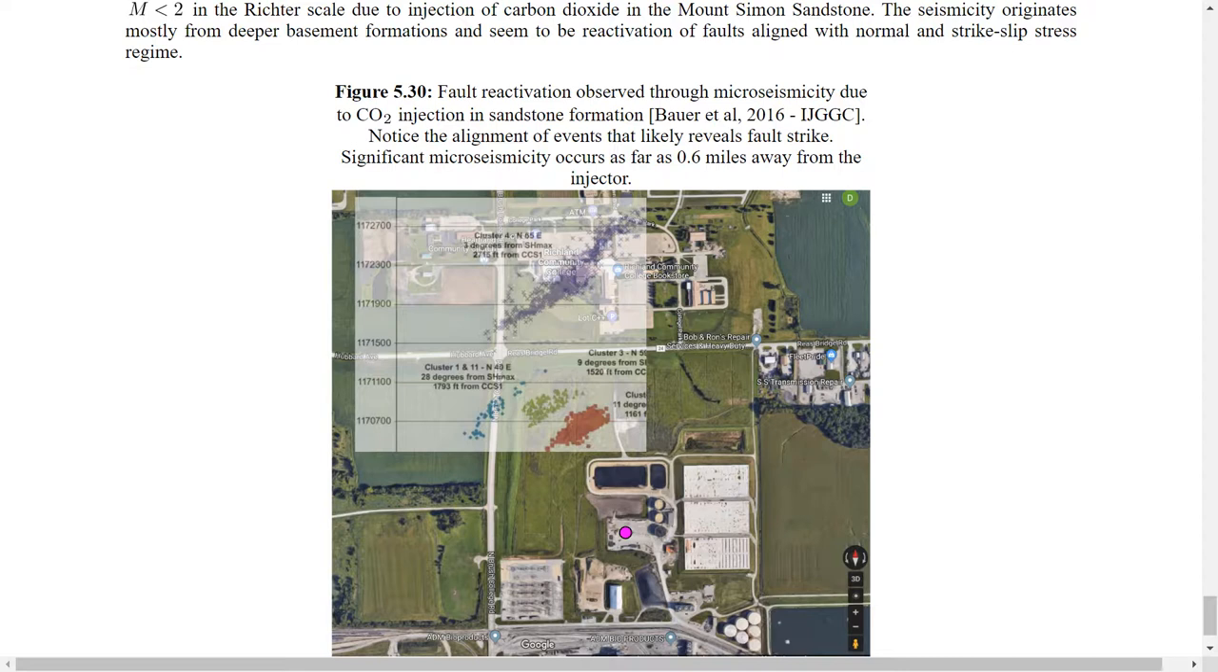And here there was an injector that was injecting almost continuously for some time carbon dioxide, for carbon dioxide storage. And what they measured was that after 1 year of pumping, some faults were reactivating. Looking at this microseismic cloud, can you tell me what the strike of these reactivated faults is?